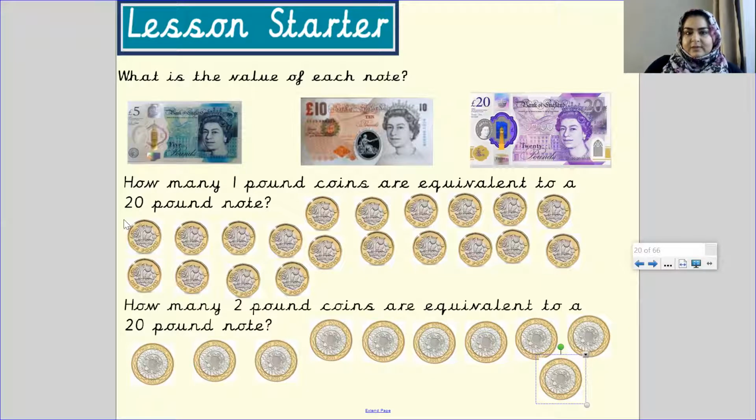So you need 10 £2 coins for it to be equivalent to a £20 note. The reason we've counted these in twos is because one £2 coin's value is 2. So we count it in twos: 2, 4, 6, 8, 10, 12, 14, 16, 18, 20. So now we know 10 £2 coins are equivalent to a £20 note.